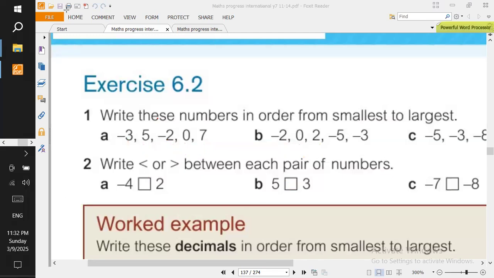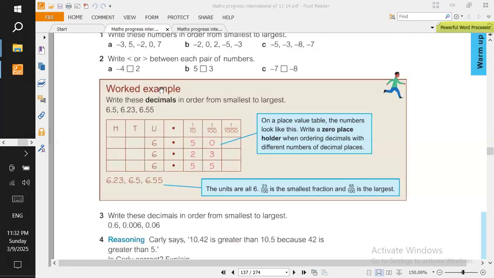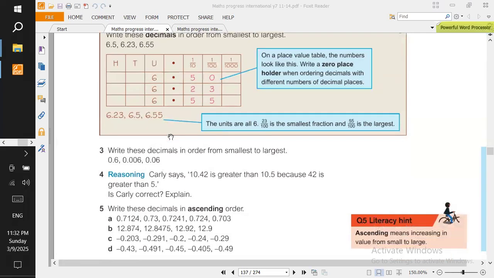As we said, if you have any problems or any questions, we will have time for questions. Just make sure that you write the number of the page and the question. Okay.